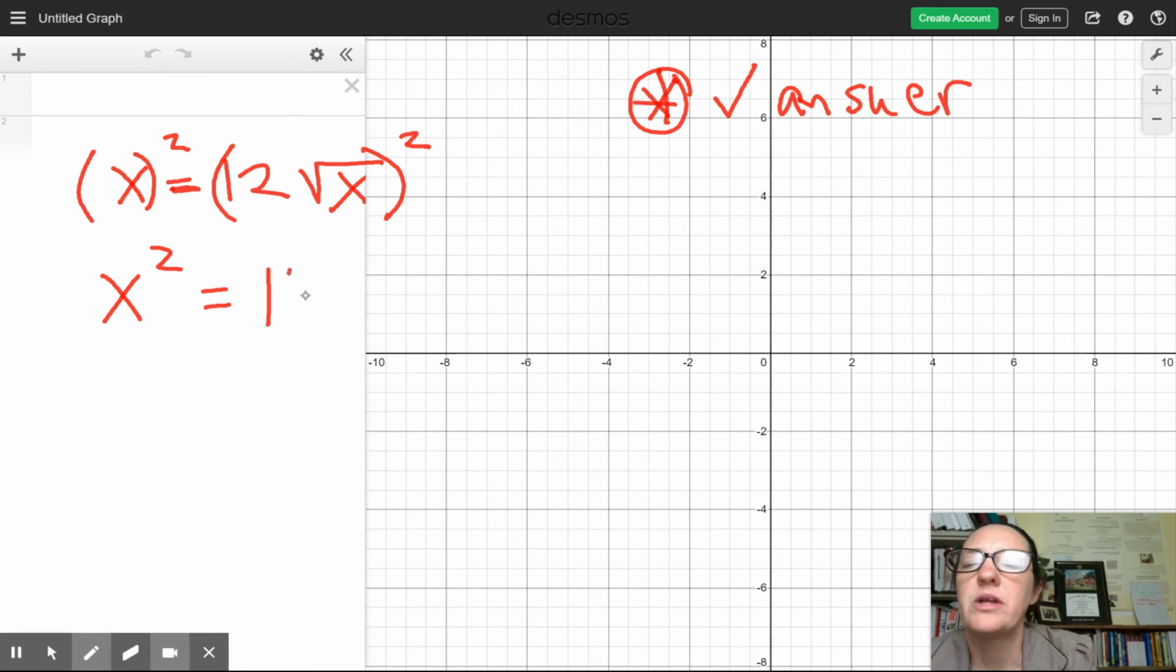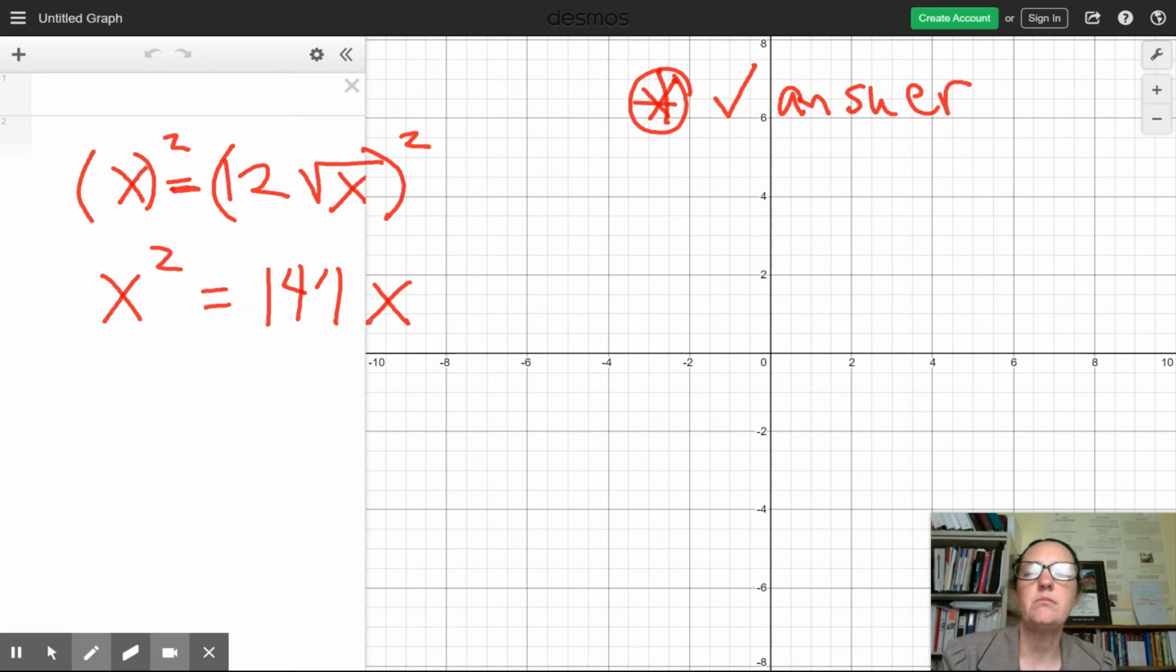So this becomes x squared equals 144x. Now notice, if that had been a 12 plus a root x within that problem, or 12 minus root x, then you would have had a binomial squared and it would have been much more complicated. And so you would have wanted to subtract the 12 to the other side first.